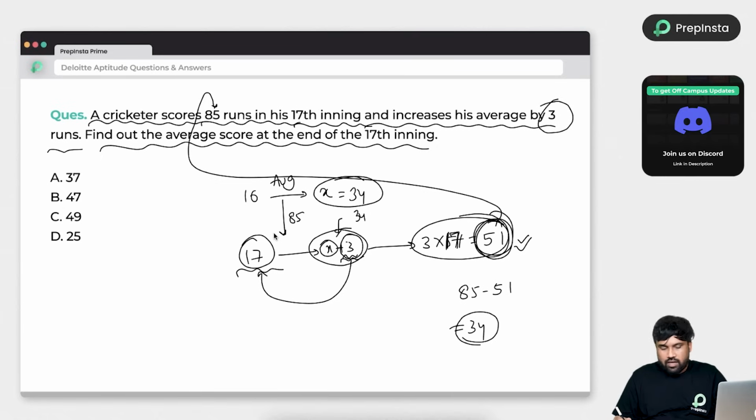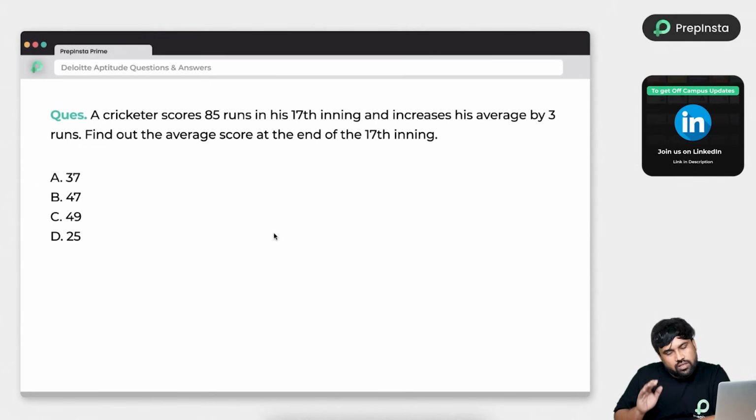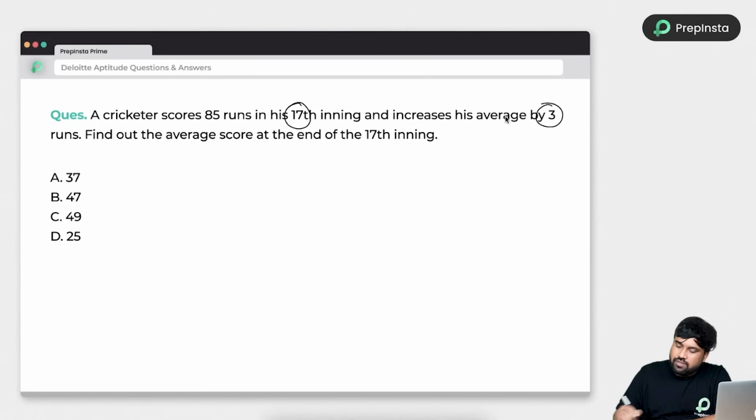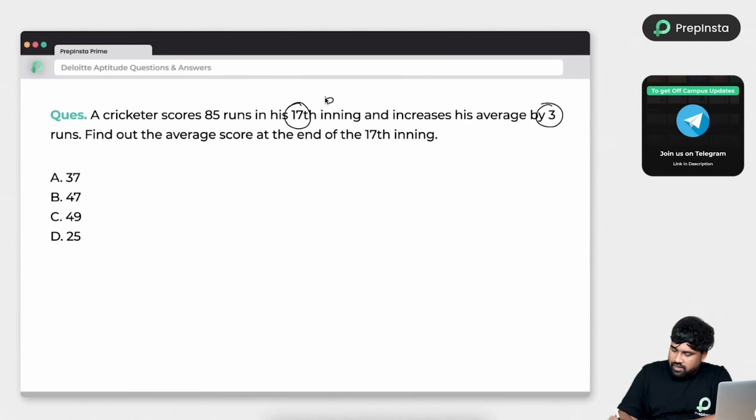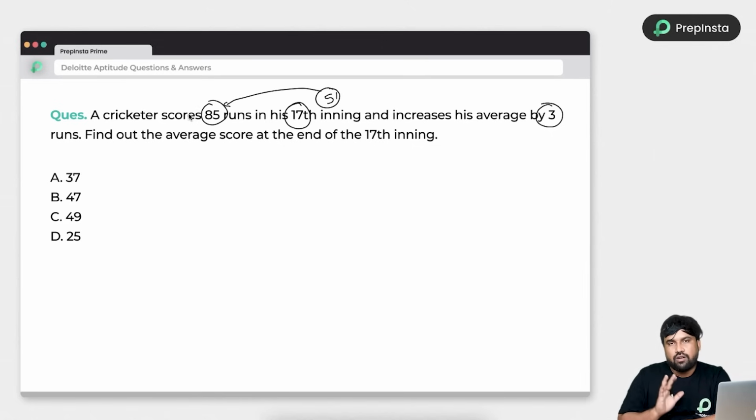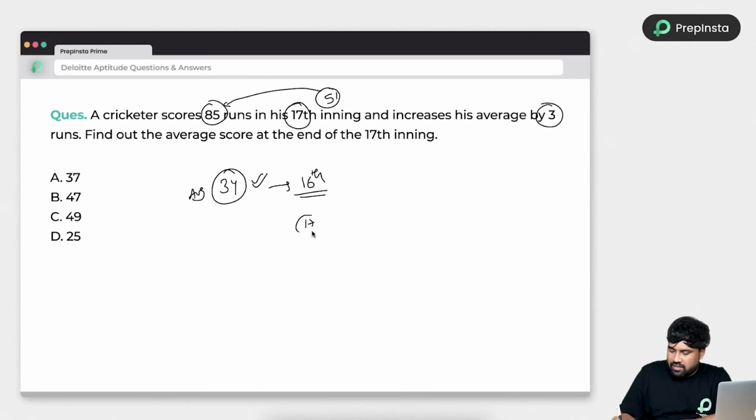So remember, in order to do this type of problem, simple logic is there. Simply multiply number of innings into increased value. So the answer is 51. Subtract this 51 from the total number of runs, and it will give you the answer 34. This is the average of 16th innings. In order to get the 17th innings average, it needs to increase by 3, right? So plus 3, which is equal to 37. So after 17 innings, the average is 37.